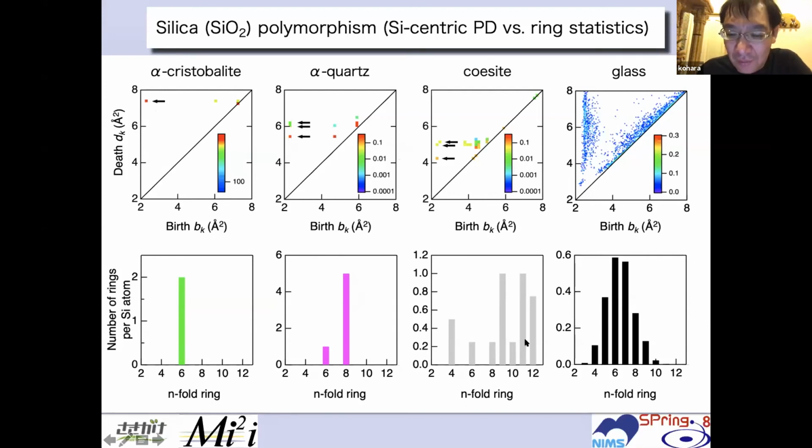In the other case, really topologically disordered, there are 4-fold, 9, 10, 11, 12-fold rings. This is a very big, large ring. Nevertheless, this is not so large. This means that this 12-fold ring is significantly buckled. So this can show the emptiness of the structure.